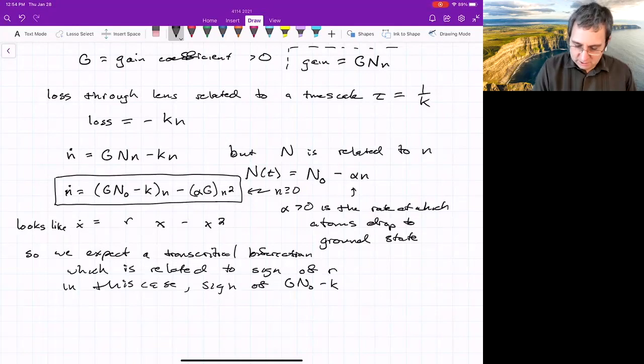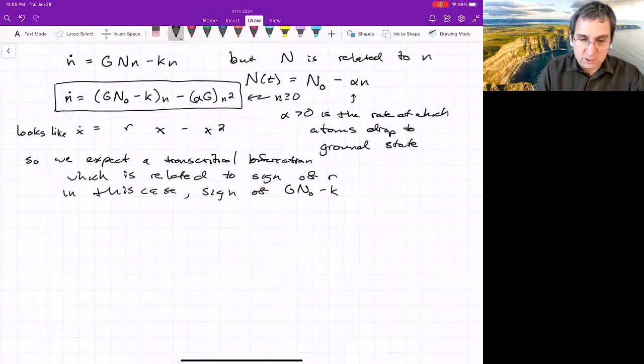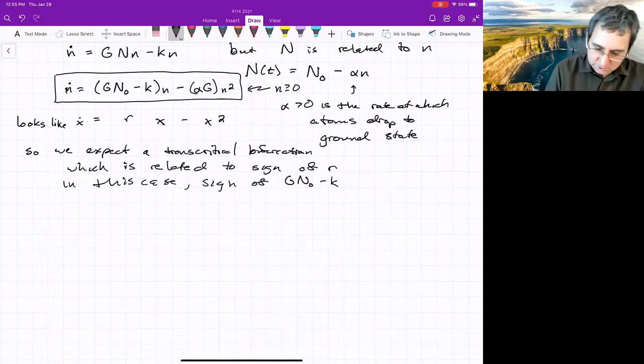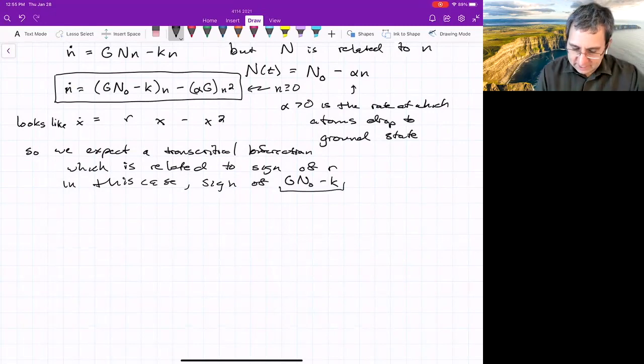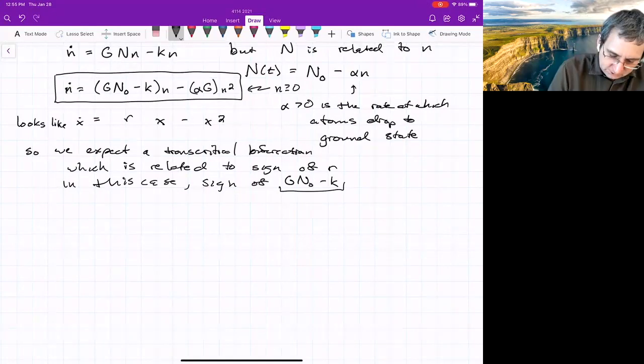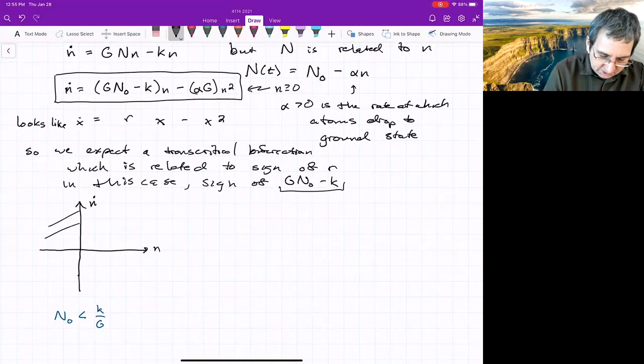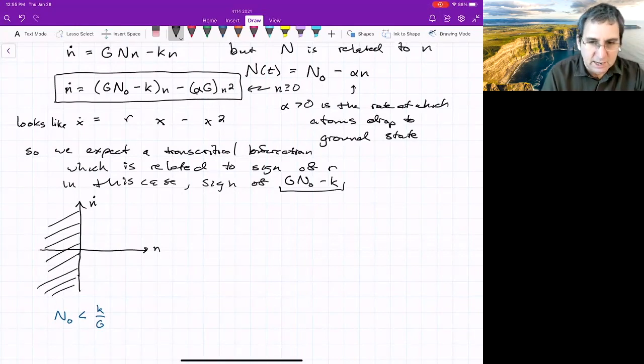So if we were to look at the situation described by this, we could just plot n dot versus n for different cases of the sign of g n naught minus k. We'll write this in terms of n naught. Okay, so we'll look first at the case of n naught less than k over g, and plot n dot versus n, but reminding ourselves that we can't have negative n. We'll just kind of hash that out.